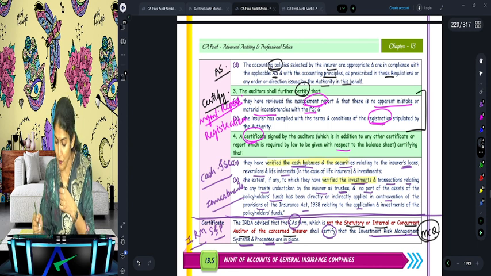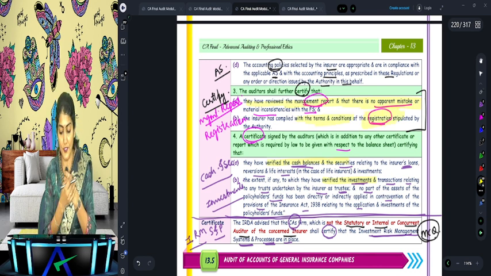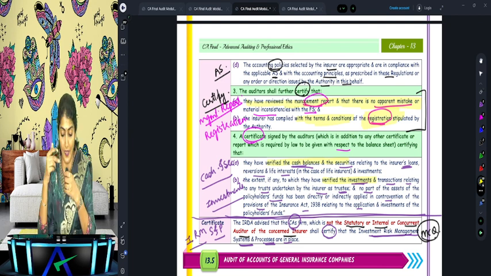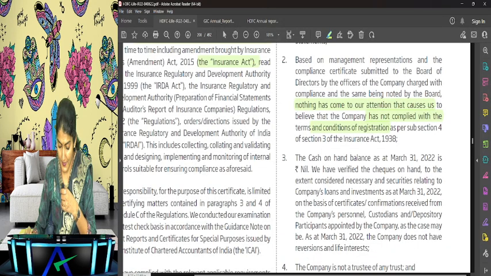Do you see these 2 points over here? Right, they have reviewed the management report, no apparent mistake, and they have complied with the terms and conditions of the registration stipulated by the authority. Have we seen point number 3, the 2 points over here, everyone? Right, have we seen those points?